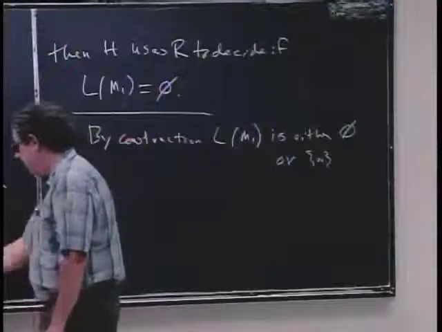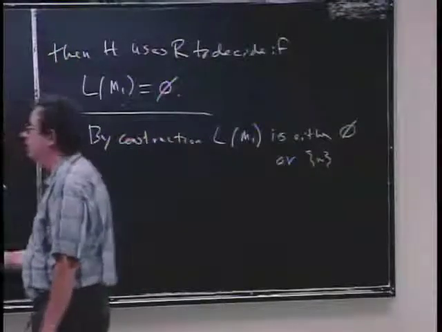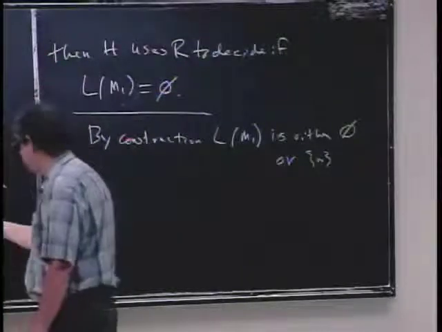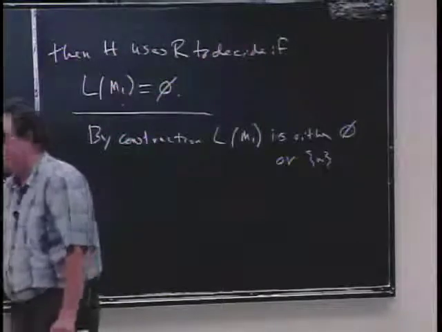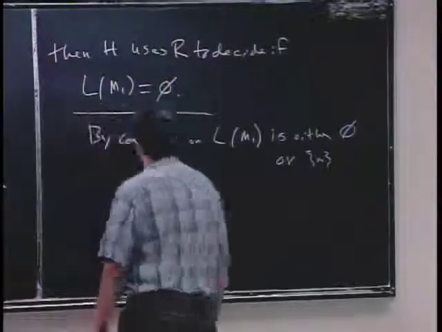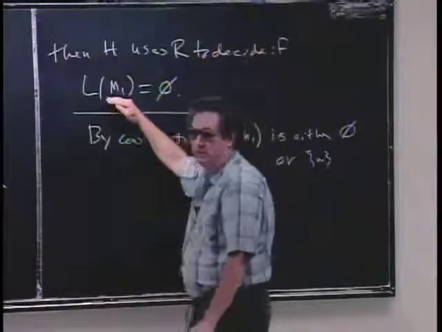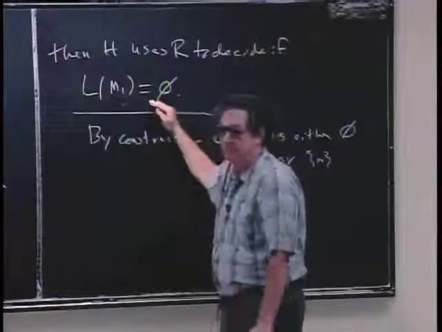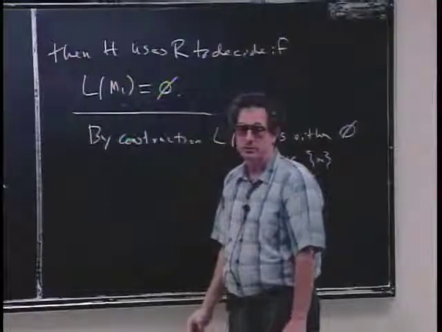It rejects it first, and otherwise it takes in that W and runs on it. M1 is identical to M, except that it first does this check to see that the input is W. Okay? But now R, what does R do? R looks at M1 and decides whether the language of M1 is empty. Okay? If the language of M1 is empty, what does that mean in terms of M?